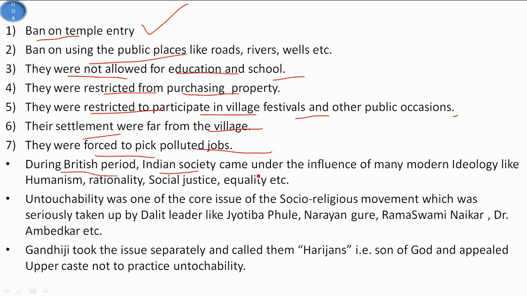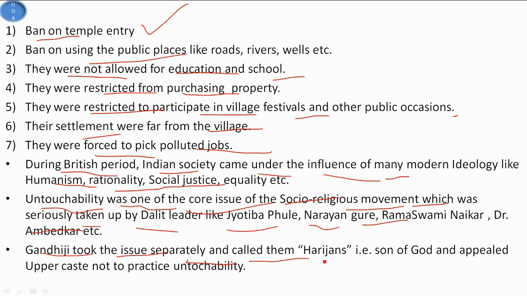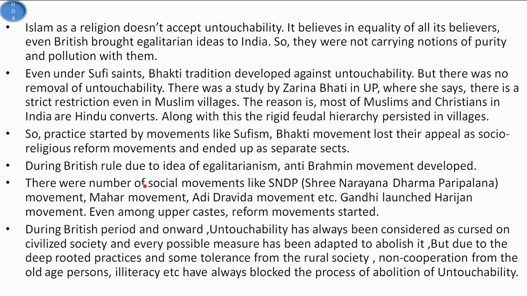So basically during the British period, Indian society came under the influence of many modern ideologies like humanism, rationality, social justice, equality and so on. Untouchability was one of the core issues of the socio-religious movements prevalent during British time, and they were seriously taken up by Dalit leaders like Jyotiba Phule, Narayana Guru, Ramaswamy Naicker, Dr. Ambedkar etc. After the British too, Gandhiji took the issue separately and called them Harijans, that is, the sons of God, and appealed to the upper castes not to practice untouchability.